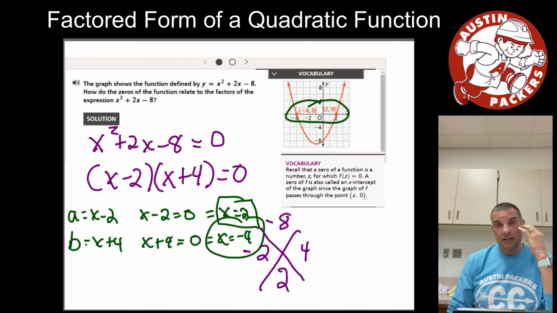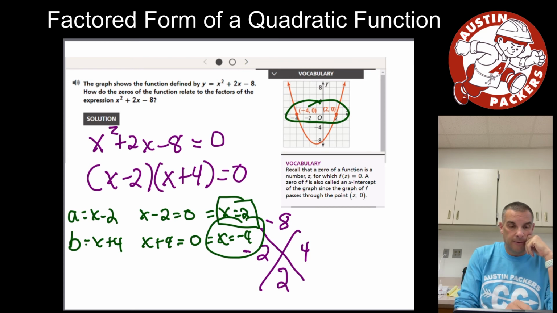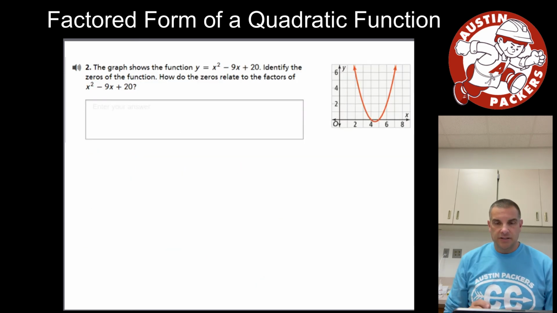So anytime you're finding the zeros, you're going to use what we call the zero product property. A has to equal 0, or b has to equal 0, or both of them could equal 0. Okay, so let's look at it. All right, so let's factor this next one.